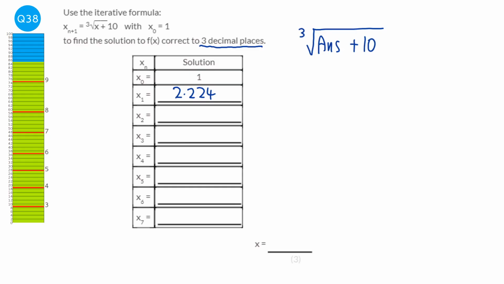So I'm going to press equals again, and lo and behold, I get 2.304. Press equals again, 2.309, equals again, 2.309. Now when you get the same answer twice, you can stop. That is our answer. So our solution is 2.309 to 3 decimal places.